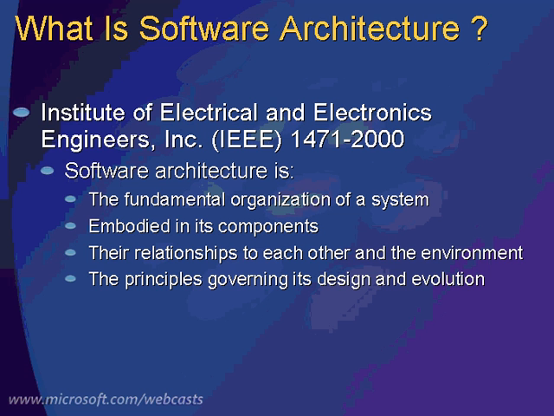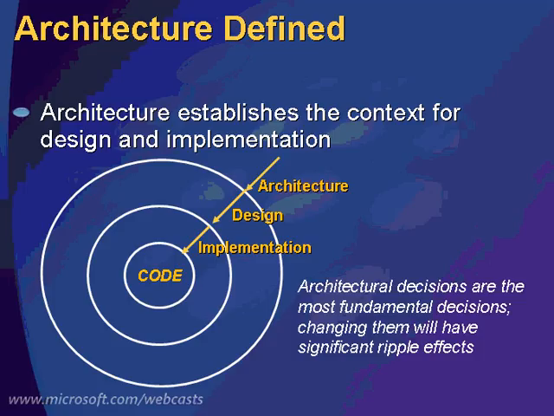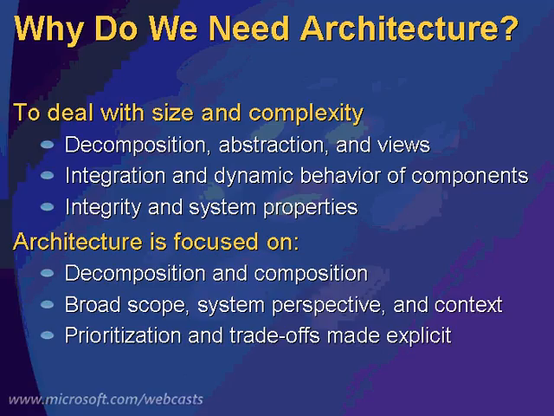A lot of words there in that definition, so let's kind of drill in on that to really find out what it's all about. It's really all about establishing the context for the design and implementation of the code. And there's a lot of decisions that go into that process, but at the utmost, that's what architecture is really all about. So why do we need software architecture?